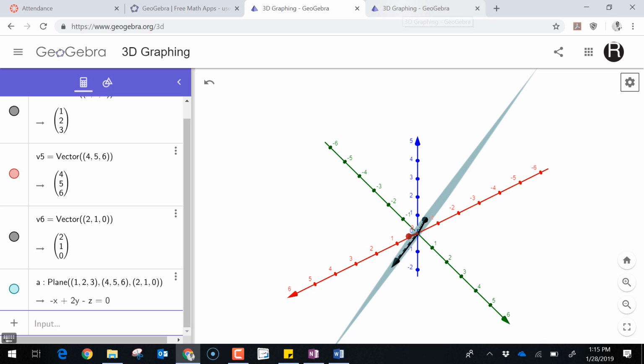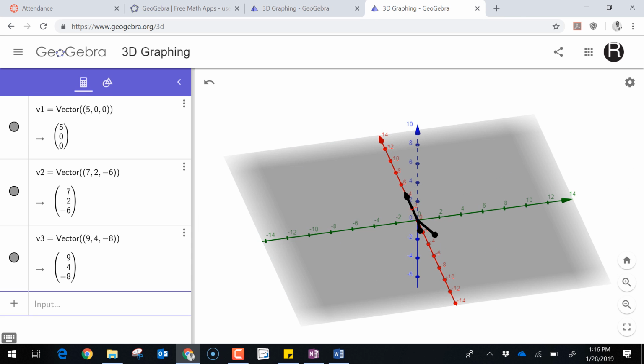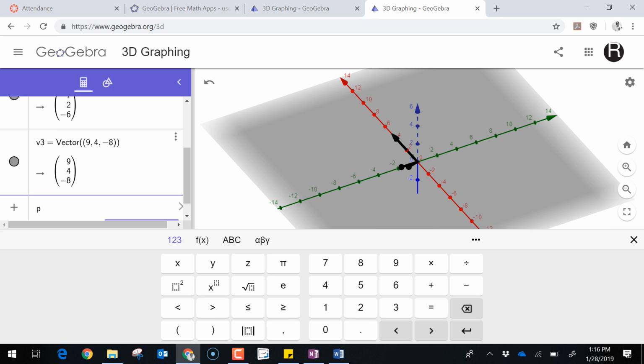Oh, for an independent set, one thing about this plane is that this plane passes through the origin. So the origin is kind of like a 4th point. All right. So in here, if we try to do that plane thing the way we did with the other one, what were the points again for the independent set? 5, 0, 0, 7, 2, minus 6, 9, 4, negative 8. And what this is going to do, according to GeoGebra, is make a plane that passes through those 3 points, and those points are vectors.